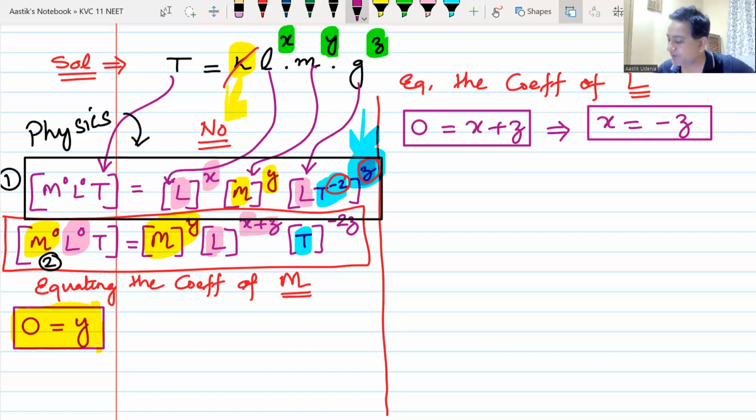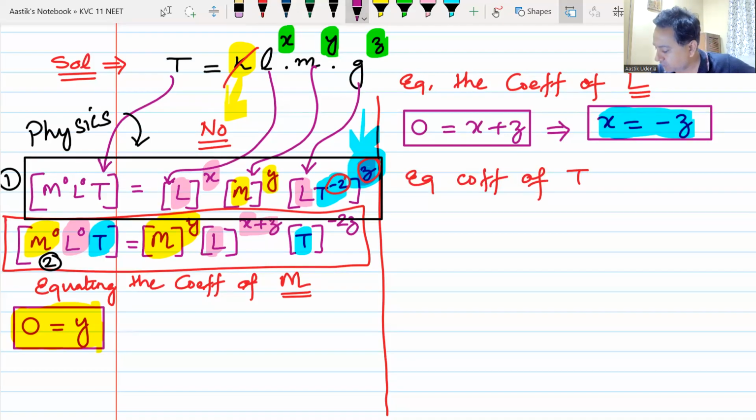What is the next step that we are going to do? Yes, we are going to equate the coefficients of the last thing in the line, and that is t. What is the coefficient on the left hand side? 1. What is the coefficient on the right hand side? 2g.